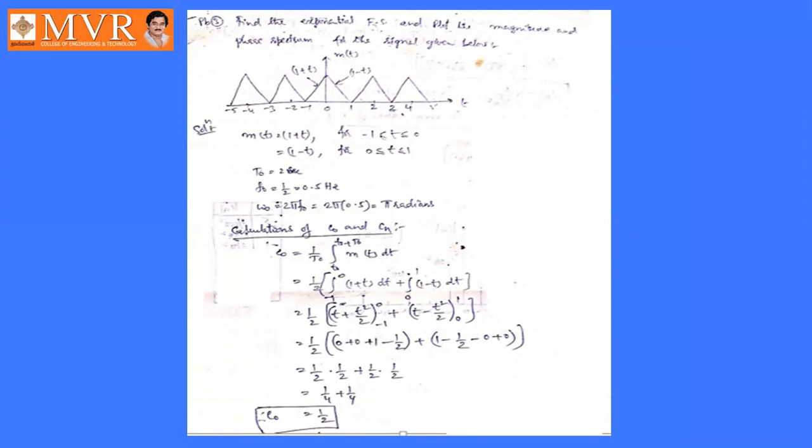So what is m(t)? m(t) is given as 1 plus t for minus 1 ≤ t ≤ 0, and it is 1 minus t for 0 ≤ t ≤ 1. And the time period T is given as 2 seconds. And what is the fundamental frequency? f0 is the reciprocal of the time period, that is 1/2, so that is 0.5 hertz. And omega0 equals 2πf0, 2π into 0.5, that is π radians.